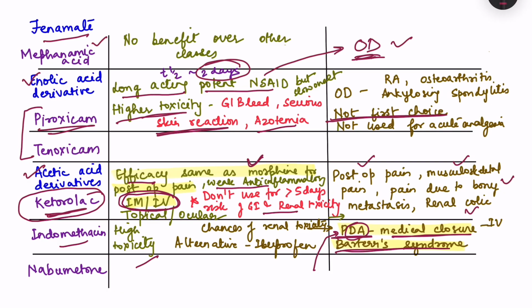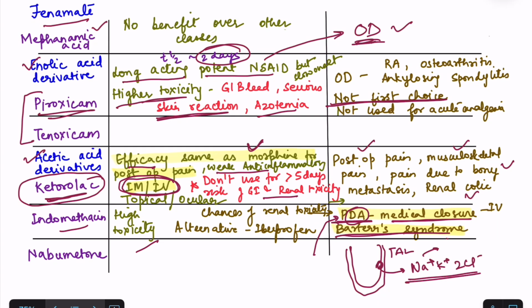Now Bartter's syndrome is a condition in which, say, this is the nephron and this is the thick ascending limb of the nephron. Here on the thick ascending limb we have the transporter sodium potassium 2 chloride. So in Bartter's syndrome there is a problem with this transporter. So it causes decrease in reabsorption of these ions. So there is more loss of these ions and this leads to hypokalemia. And this hypokalemia leads to production of prostaglandins in the kidney.